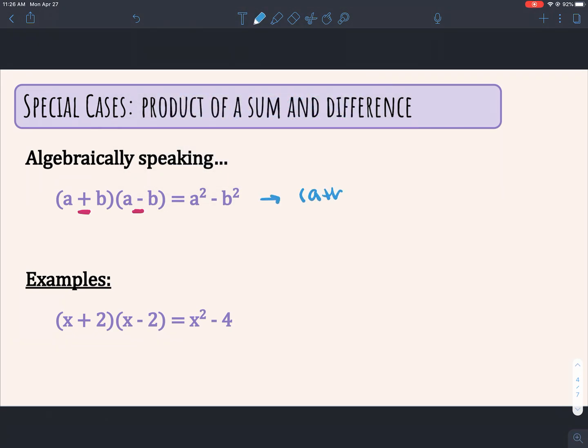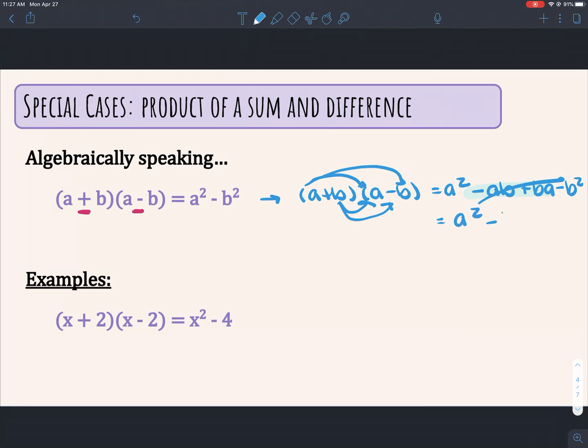If I do a plus b times a minus b, a times a is a squared, a times negative b is negative ab, b times, let me draw my arrows, a is positive ba, b times negative b is negative b squared. And if you notice these two terms here, one's positive, one negative, and they cancel. And that's where we get the a squared minus b squared.